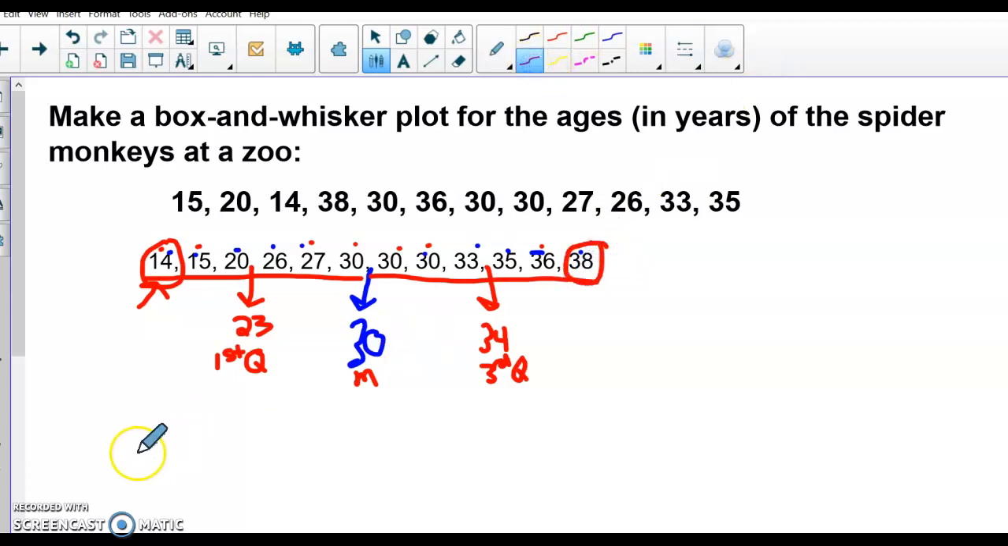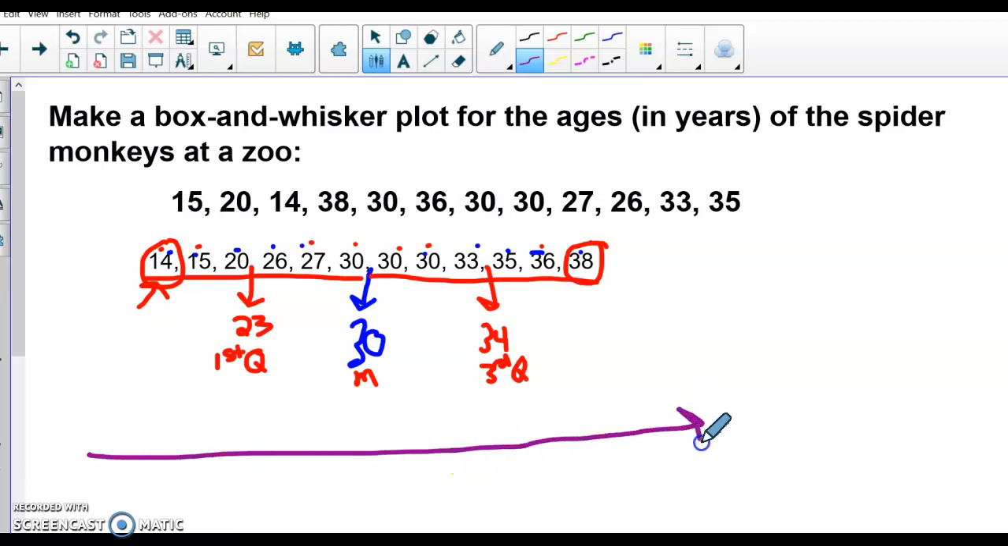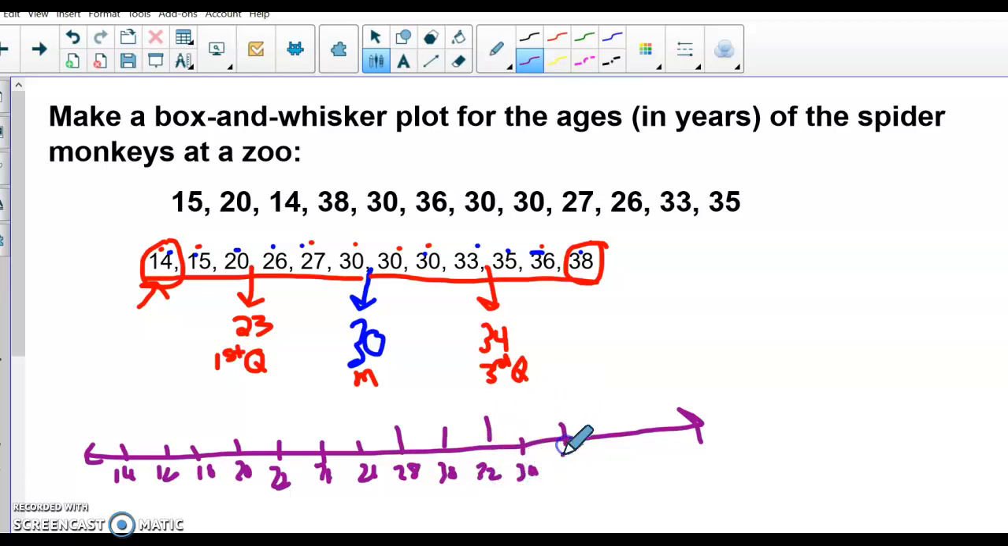You're going to use your 5-number summary to graph. So I started at 14, go to 38, so I'm going to have to count by 2s, and let's see if we can count by 2s and fit it all in. 16, 18, 20, 22, 24, 26, 28, 30, 32, 34, 36, 38.